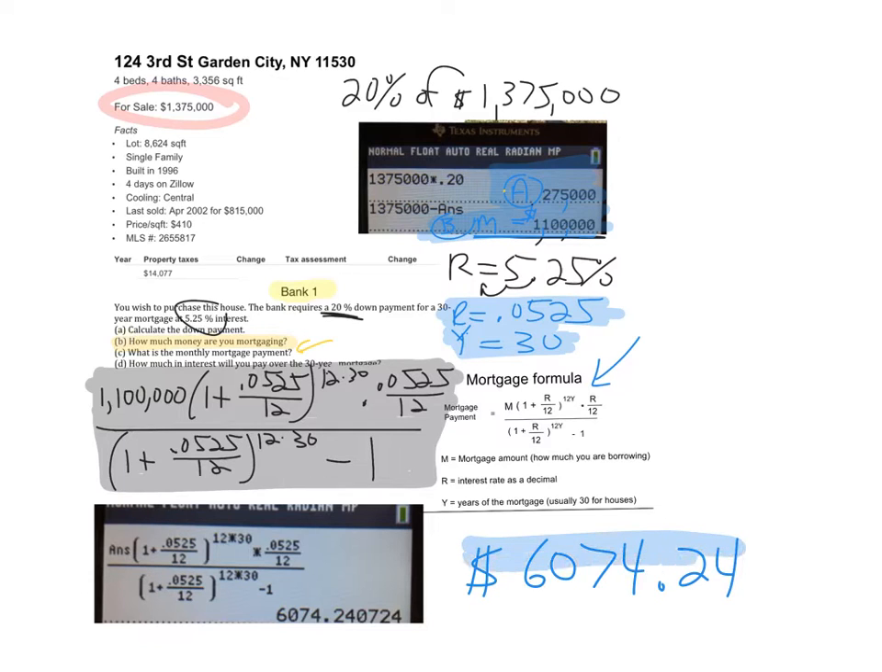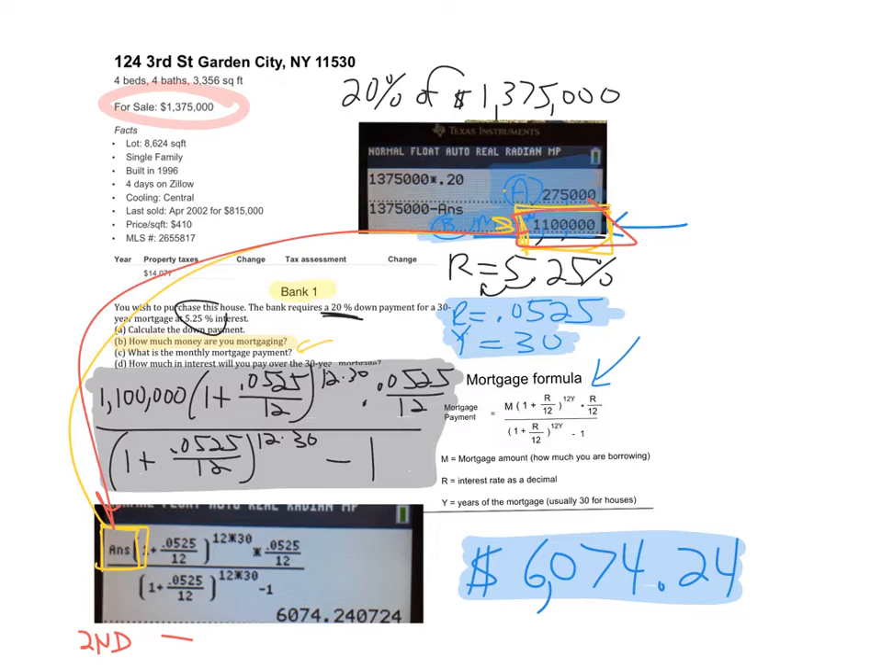So here is what your monthly payment is going to be before taxes. It's a big payment because you're paying off $1.1 million. So here your monthly payment is $6,074.24. For me, since I calculated the mortgage amount previous to enter in this formula, I just tell my calculator to use the previous answer. The second and then the negative button on your calculator, and that just copies and pastes the 1.1 million for your M value.